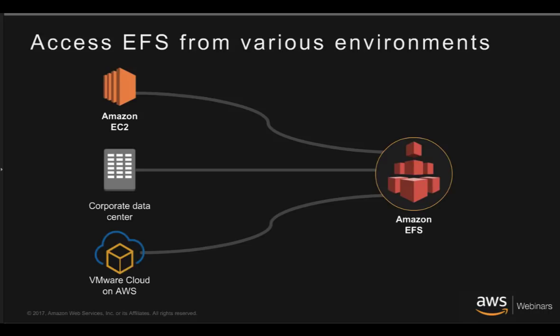In terms of access choices for EFS, EFS actually supports various options in terms of the environments themselves. So you can actually access EFS file systems from your applications running on Amazon EC2 instances. You can also access EFS from your on-prem data center using Direct Connect, for example. And you can also access EFS file systems from the VMware Cloud on AWS.